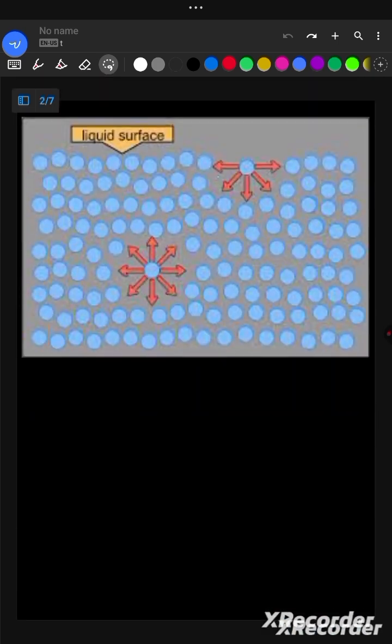Imagine a liquid. So imagine water. Water will have a surface. The outside part of the water is called the surface and the inside part of the water is called the bulk. Now we consider the inner part of the water. Here, if you consider this bulk molecule, it is experiencing force in all directions. Therefore, the net force of attraction on this molecule will be zero.